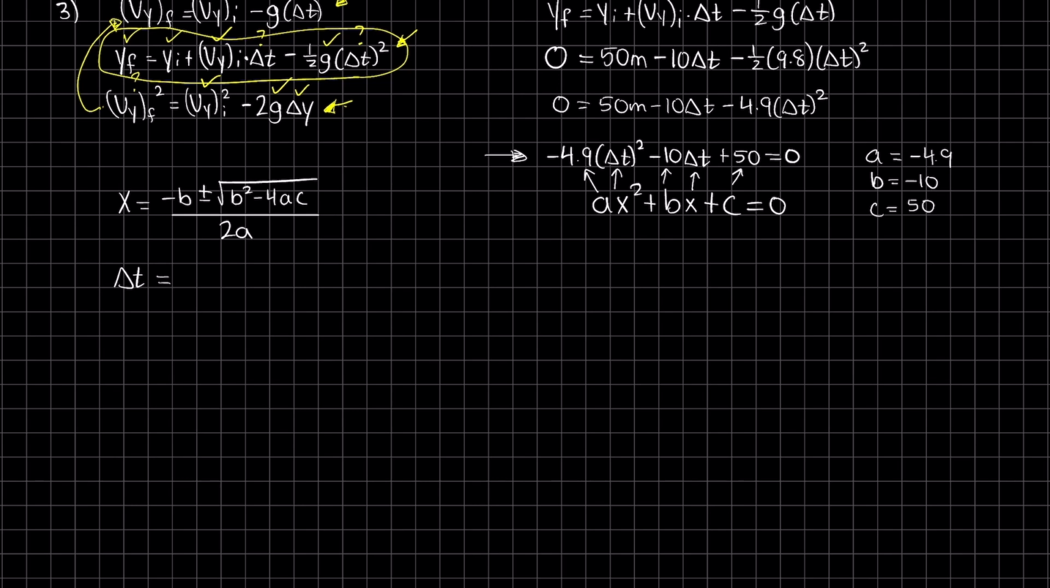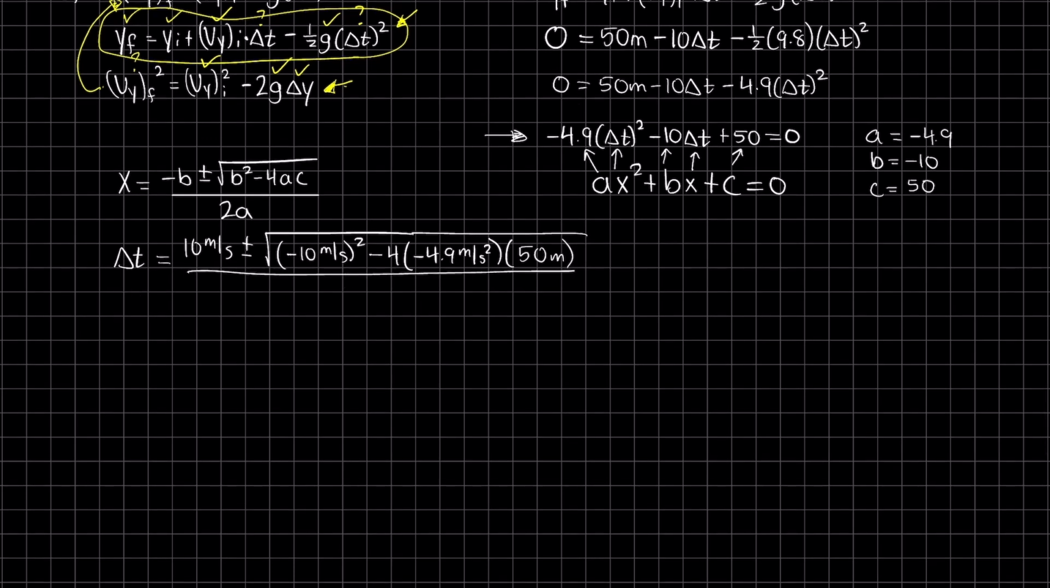So delta t equals negative b. B is already negative 10, so if I make it a negative of a negative, it will be a positive. So I'm going to get 10 meters per second plus or minus the square root of b squared, negative 10 meters per second squared, minus 4 times a, that is negative 4.9 meters per second squared, times c, which is 50 meters. And all of this is divided by 2 times a, which is negative 4.9 meters per second squared. Now, this may look hideous, but it's actually not that bad.